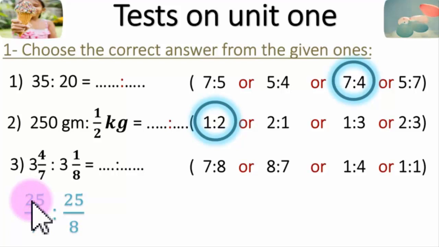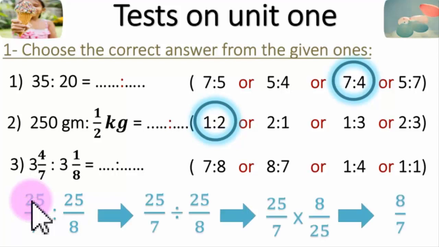What about 3 and 1/8? 3 times 8 equals 24. 24 plus 1 equals 25. And don't forget to put 8 in the denominator. So we will divide 25/7 by 25/8. When we do that, we multiply 7 by 25 and 8 by 25. So this ratio in the simplest form equals, well done, 8 to 7.